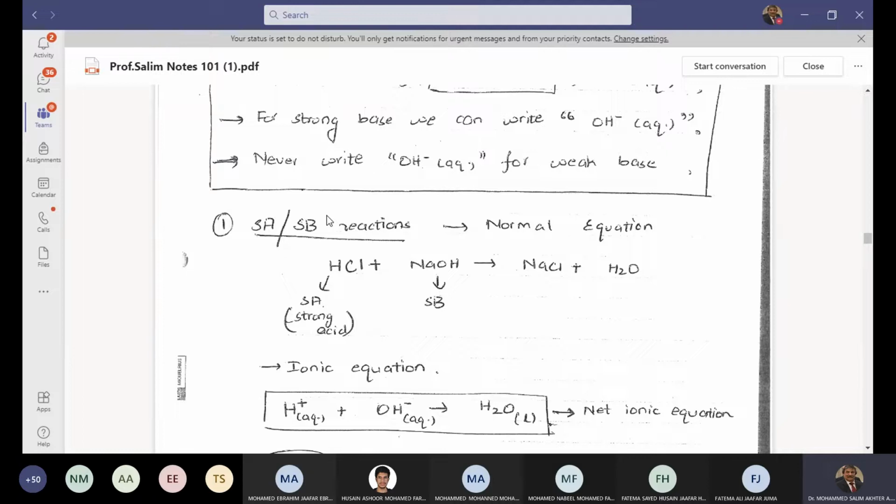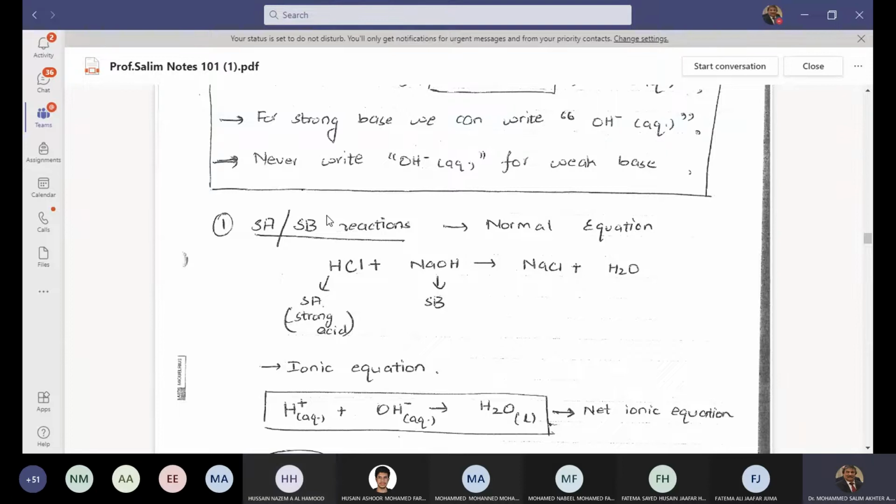Strong acid, strong base. Second combination, weak acid, strong base. Third combination, strong acid, weak base. What will be the fourth combination? Can anybody tell me? I have so many beautiful students. What is the fourth combination? Weak acid, weak base. Very good. Excellent. Weak acid, weak base.